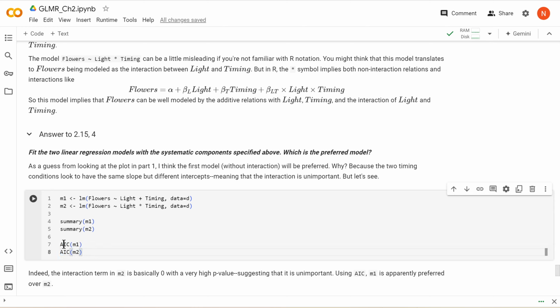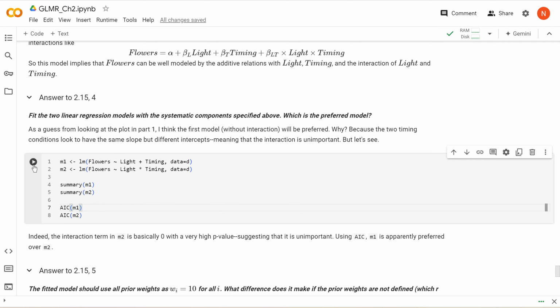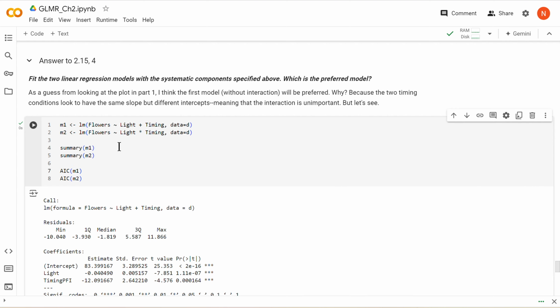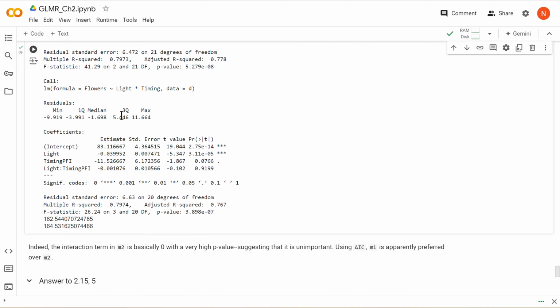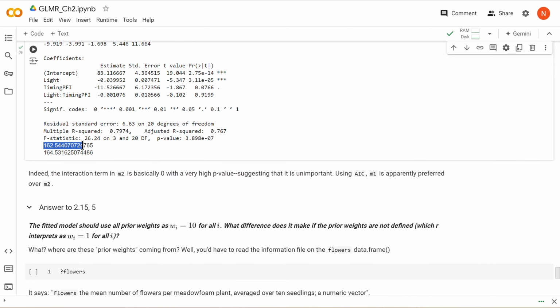And again, remember with AIC, we're looking for the lower value. The lower value is better. So I run this. Let's go all the way to the bottom, to the AIC scores. And we see that the first model, the one without an interaction, is lower, and that makes it better, which is what we predicted.